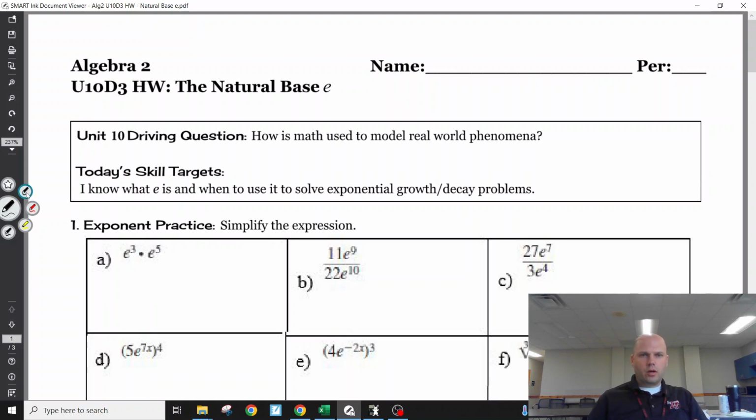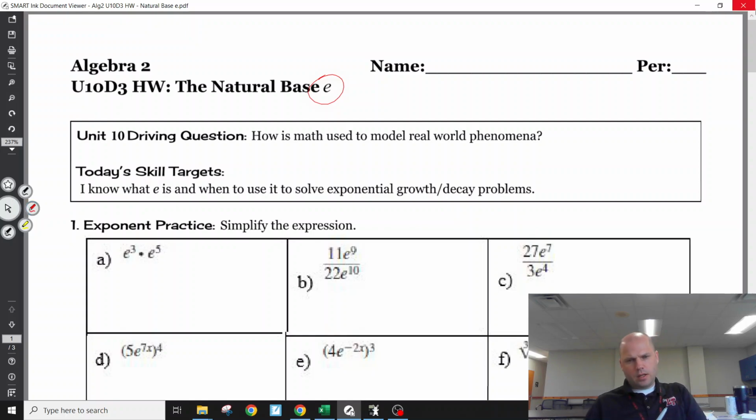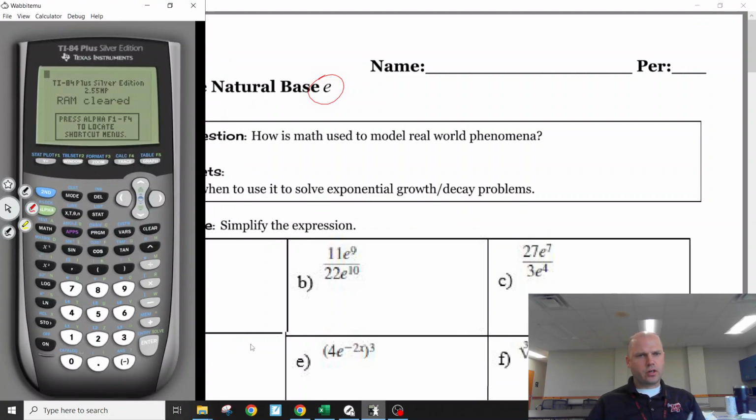We're going to do the homework over the new thing. Exponent e. It's a number that naturally occurs in math when you use infinity a lot.